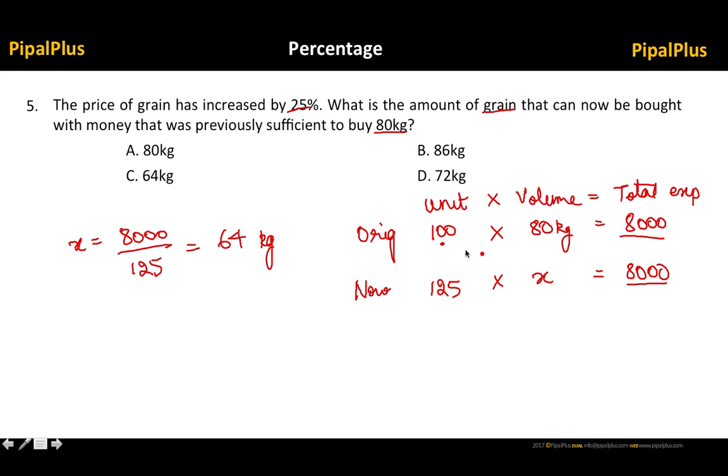Okay, so now original price 100 rupees per unit, I used to buy 80 kgs for this amount. Now at the new price of 125, I'm only able to buy 64 kgs for the same amount. So that's my answer.